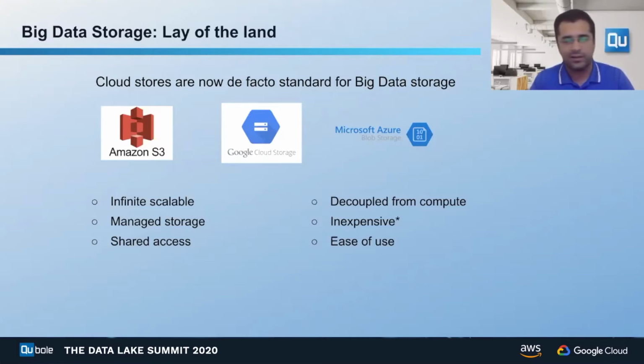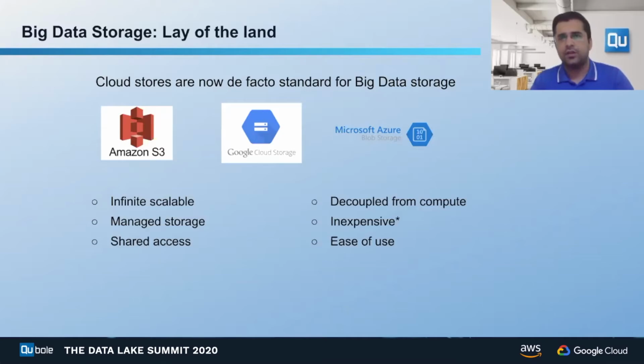It's all available in the cloud and all accessible completely to all of the nodes that you may have for your computing. One major benefit, which has been instrumental in this movement of data stores to be the place for data lake, is decoupling your storage from compute.